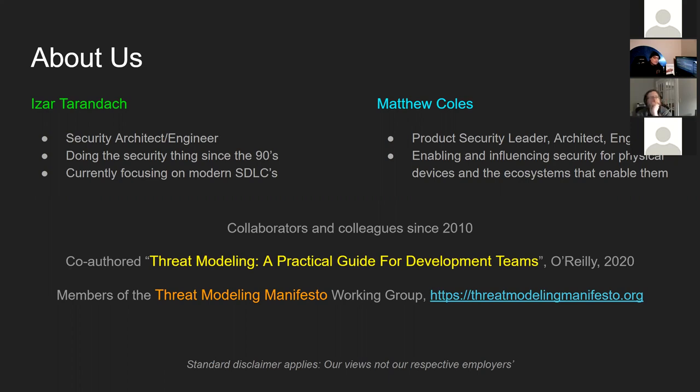As Zoe said, together with her, we had the honor and pleasure to participate in the Threat Modeling Manifesto. And we are going to open up by showing a bit of that. Standard disclaimer applies, of course. We are representing ourselves, not our employers. We have to say that. They can't afford the opinions anyway.